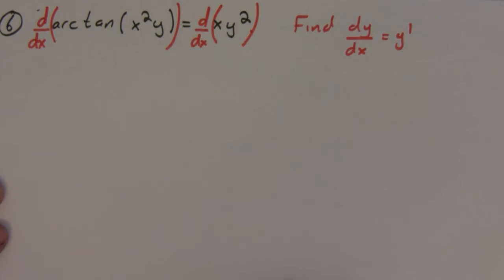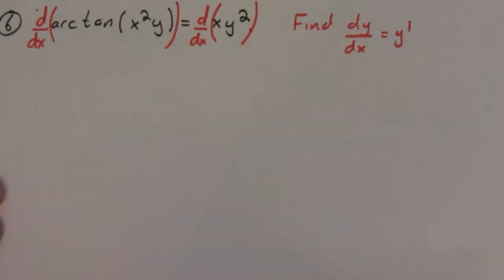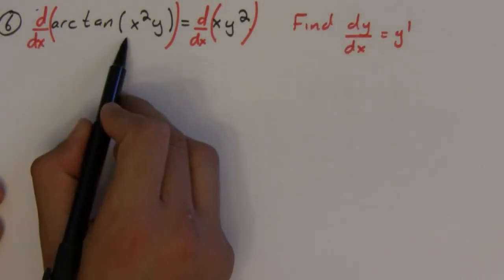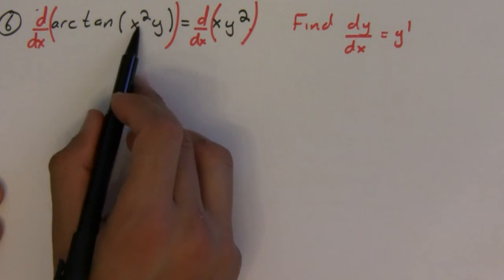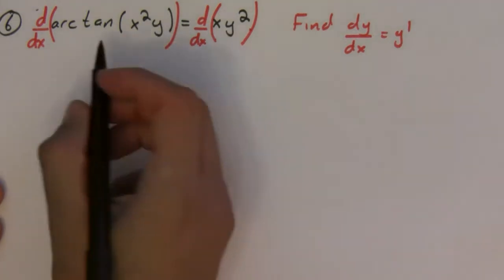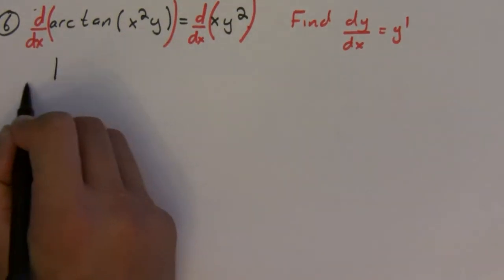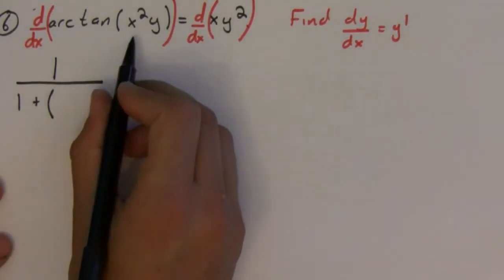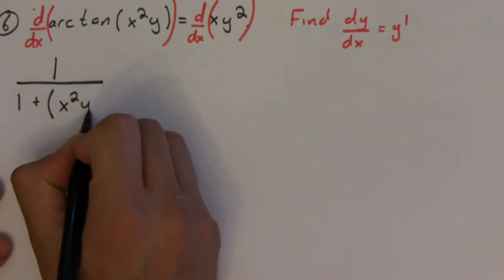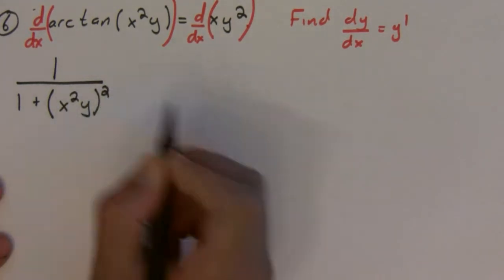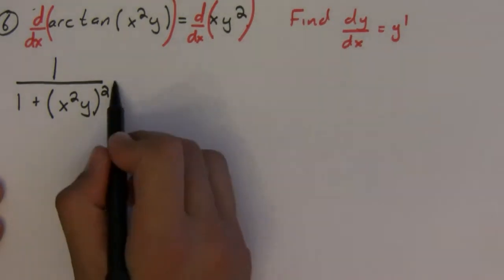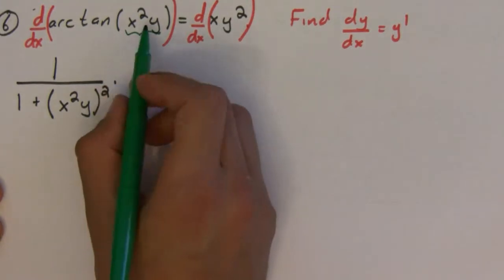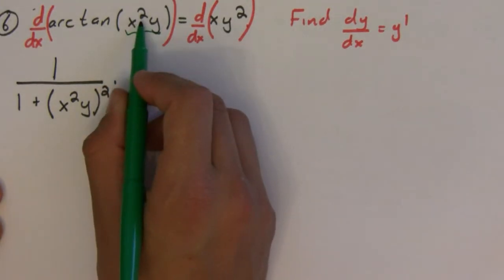to x. And so you have to remember the derivative of arctangent. The derivative of arctangent is 1 over 1 plus x squared. Now here the argument is x squared y, so we'll have to use the chain rule. So we'll have 1 over 1 plus, instead of x squared, it'll be x squared y squared, times the derivative of the inside. But here on the inside we have to use the product rule.